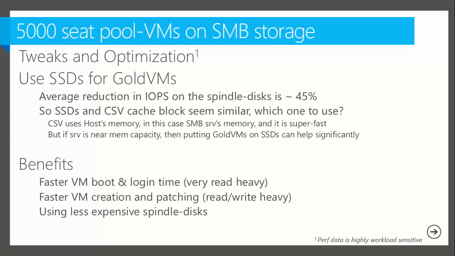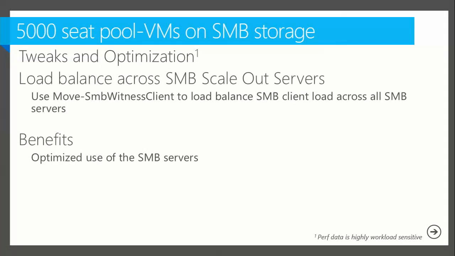So the average reduction in IOPS is about 45%. The one thing important to note is that CSV cache is per collection. So if you have 10 collections, you need 1024 megabytes per collection. Optimization: the only thing you should be aware of is that now that we have SMB scale-out and a farm of Hyper-Vs, you want to load balance which Hyper-Vs hit which scale-out servers. And there's a PowerShell for tweaking this so that there's a balance between the Hyper-Vs and the SMB scale-out servers.